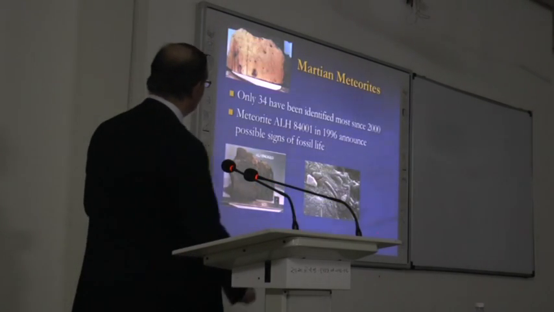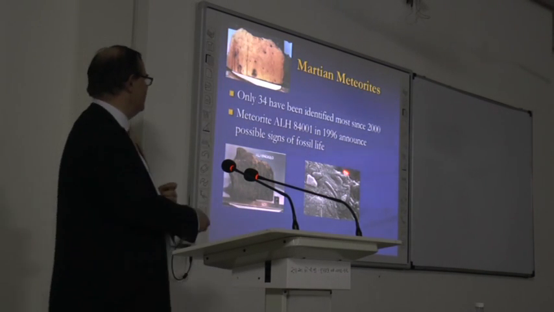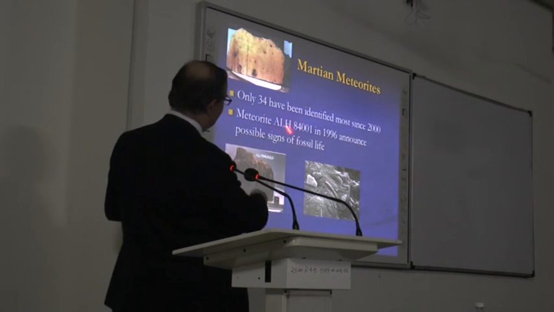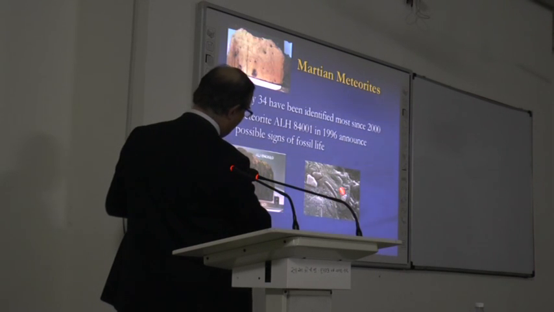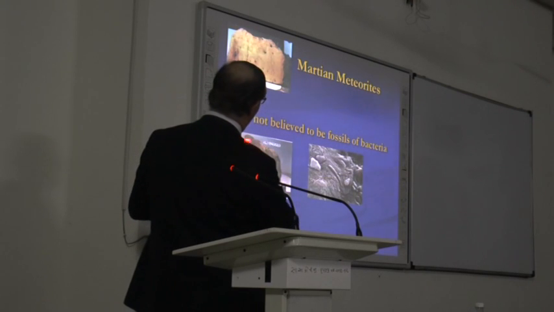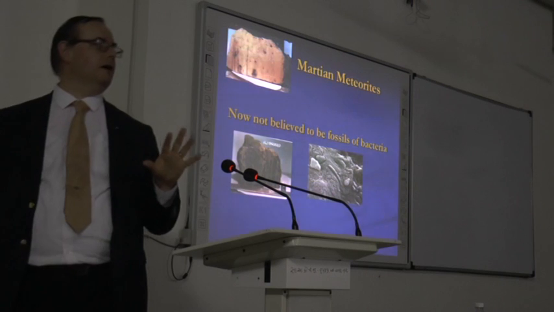Next slide. We have meteorites coming from Mars. 34 have been detected so far. And if you cut them open, the famous one is the Allan Hills meteorite. In 1996, they saw these structures in the meteorite and said, oh, that's a worm. Fossilized worm. Next slide. Unfortunately, we now know it's not. But this got everybody very excited, and that's why we've gone back to Mars.